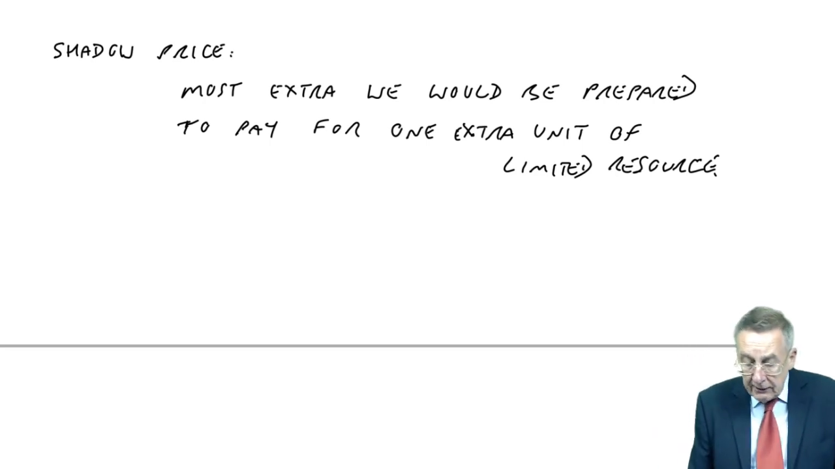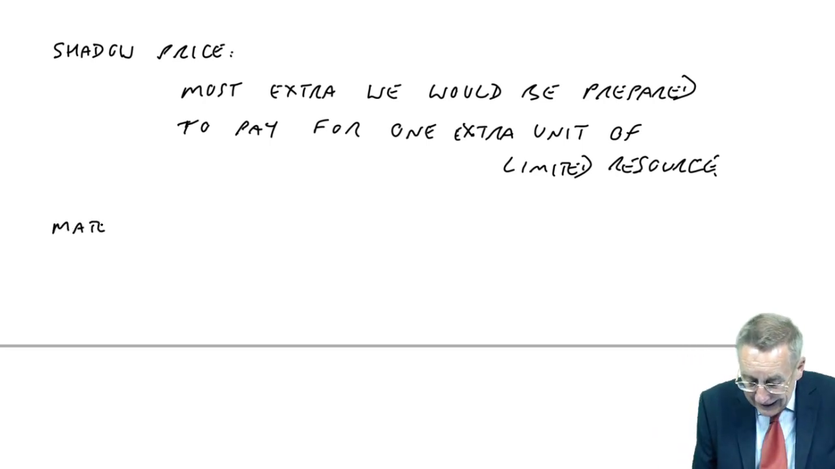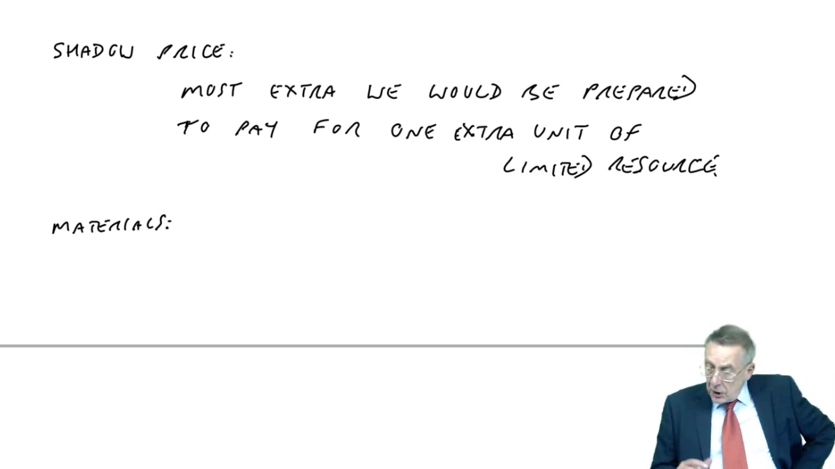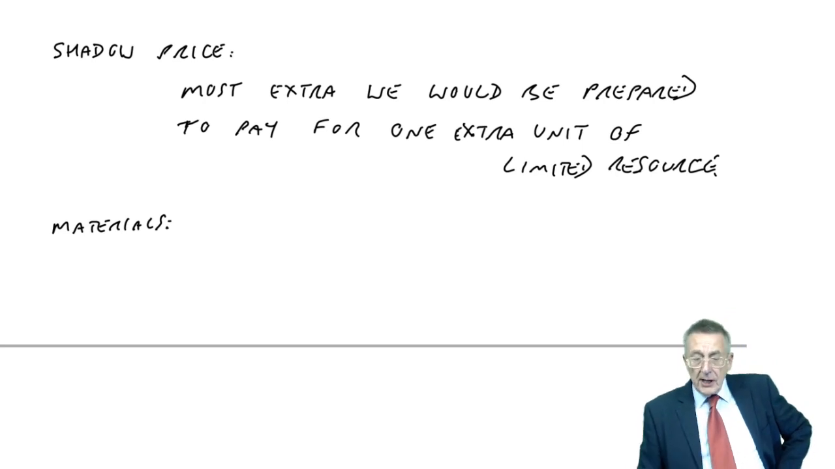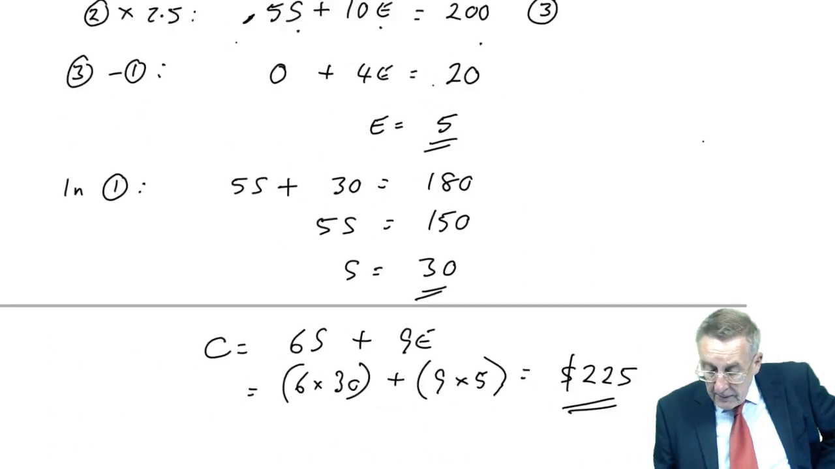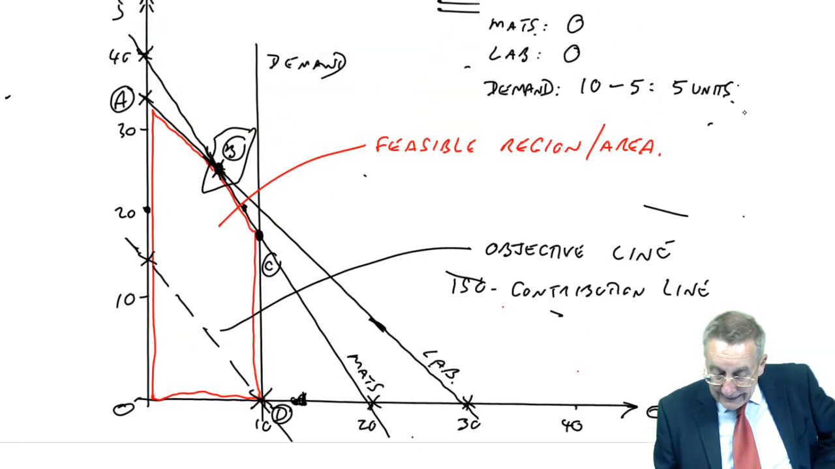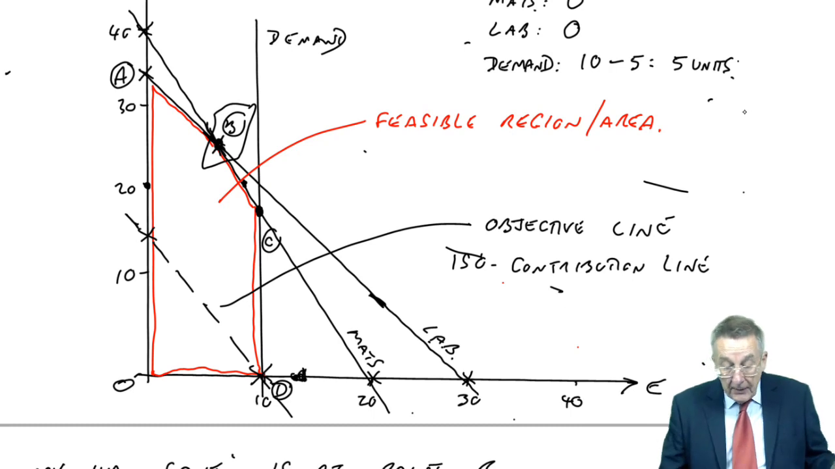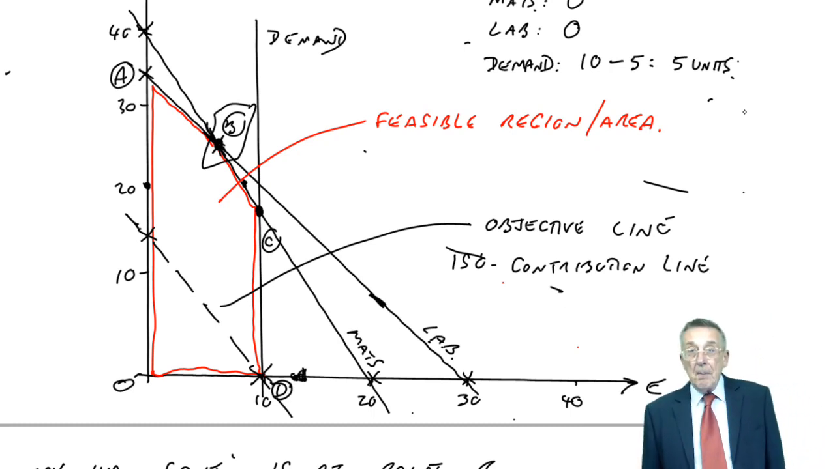I'll do it for materials. Let's do it for materials and see what happens. And then you have a go at the other two and check with me. At the moment, we're on the materials line, so we are using the 80 kilos that are available.